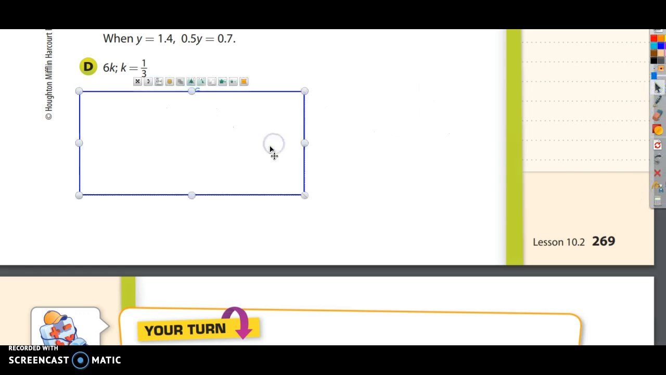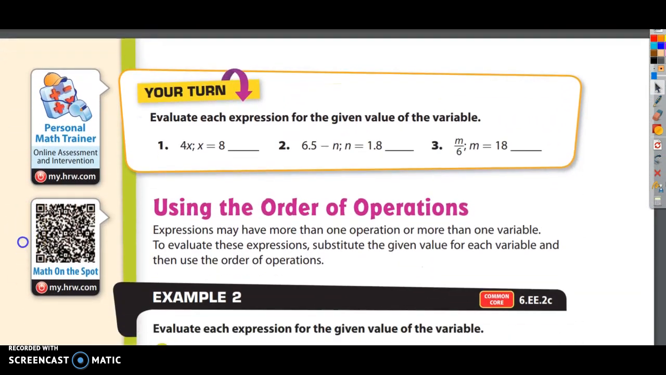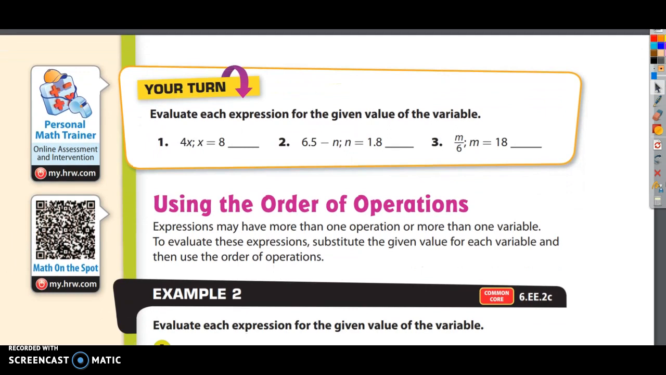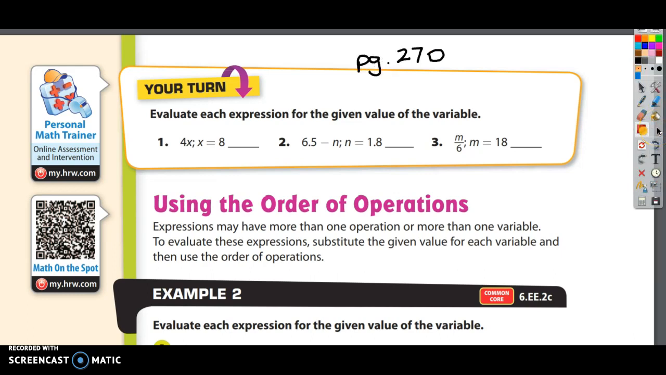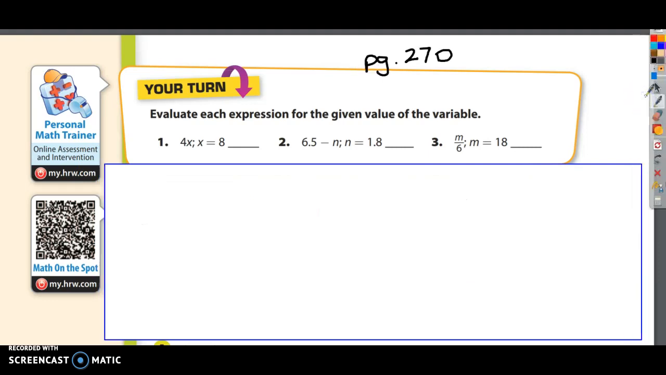If that went too fast for you, you can rewind to the beginning of this video and watch those 4 problems again. Let's go ahead and try the Your Turn problems on, this is now page 270. We're simply going to do these 3 problems and then we'll move on to a new video. It says evaluate each expression for the given value of the variable. I wouldn't mind if you tried these first on your own and then checked your answers. If you need more instruction, that's fine.